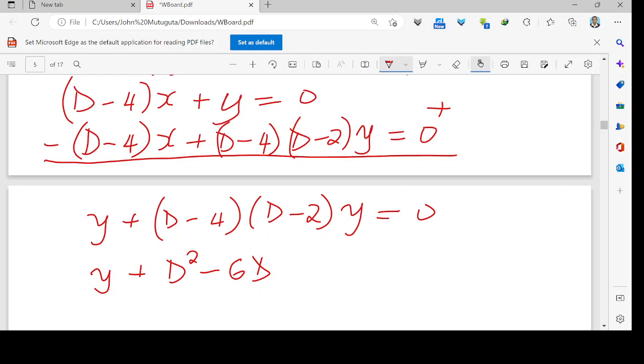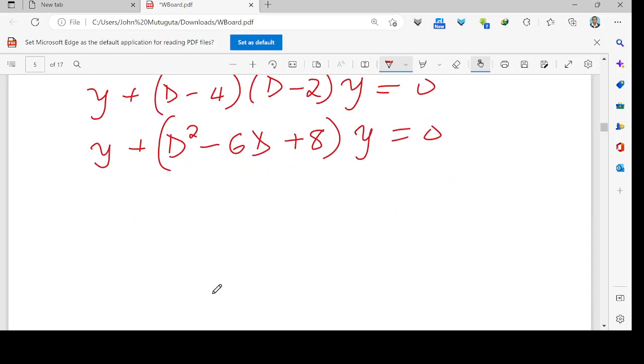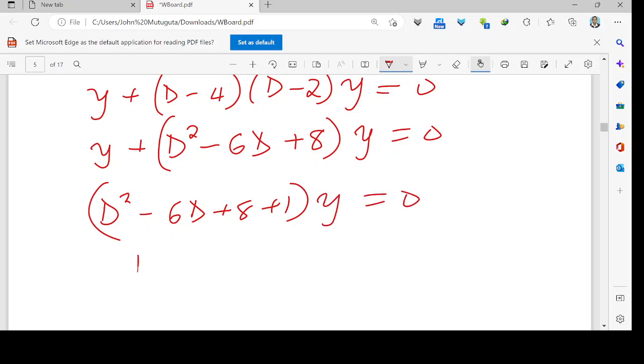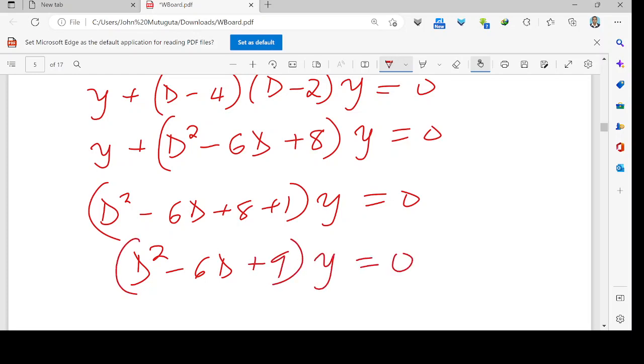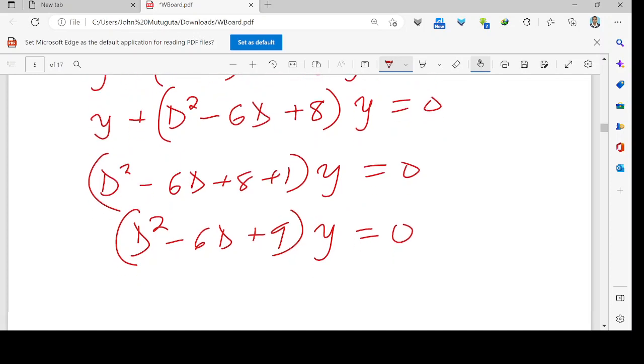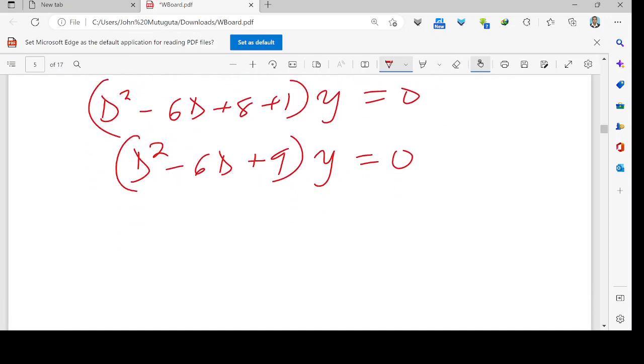And then we have plus 8 operating on y is equal to 0. Then I'm going to push the y inside. So it becomes (D squared minus 6D plus 8 plus 1) y is equal to 0, and (D squared minus 6D plus 9) y is equal to 0. So this one is a second order homogeneous differential equation.